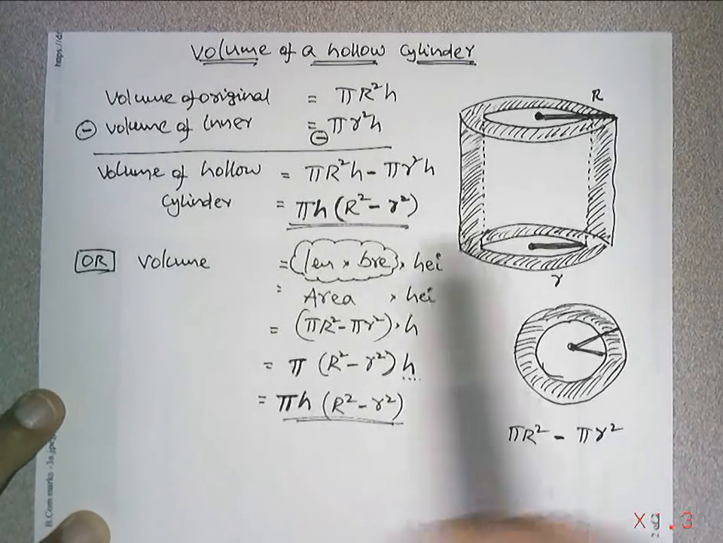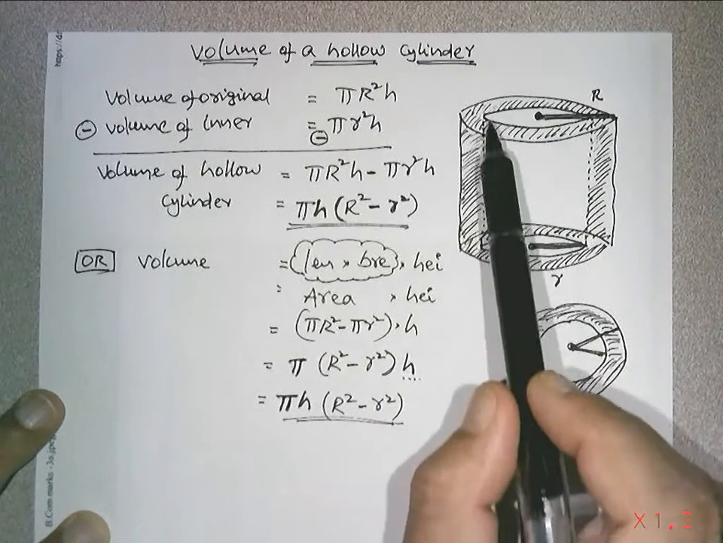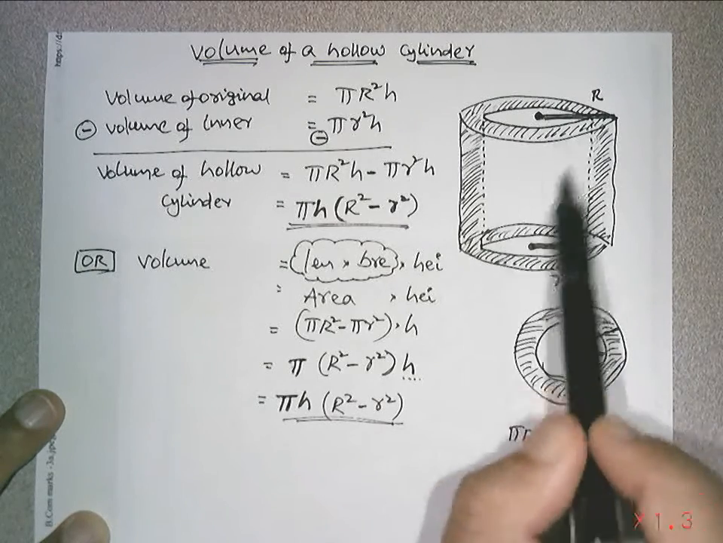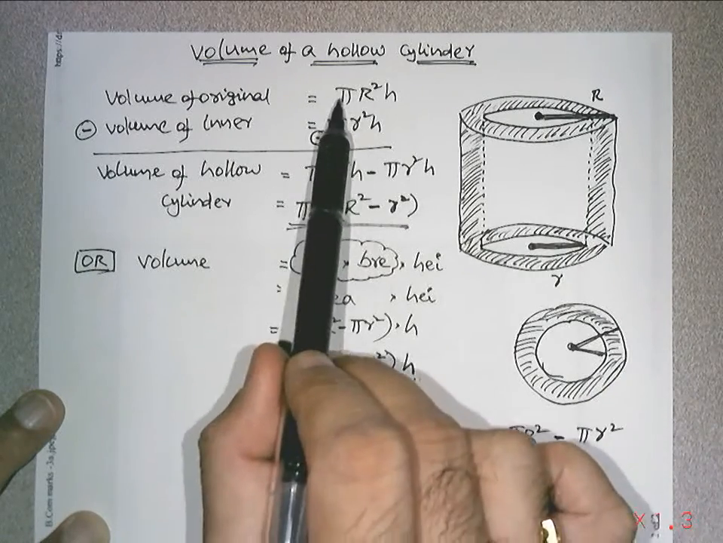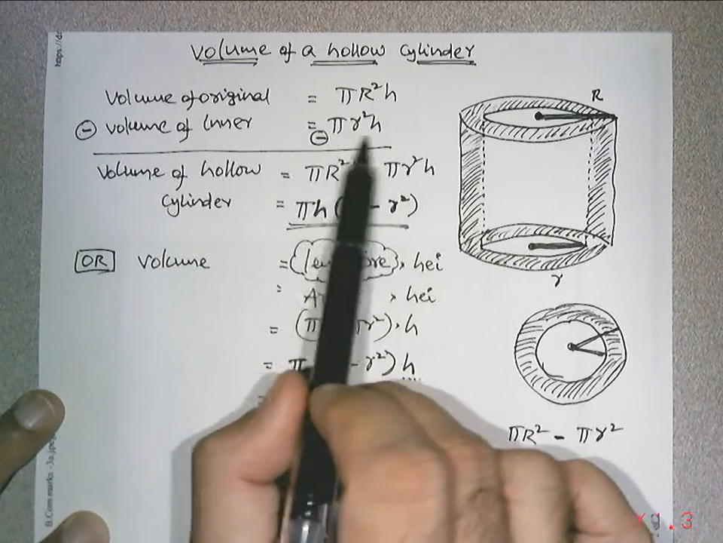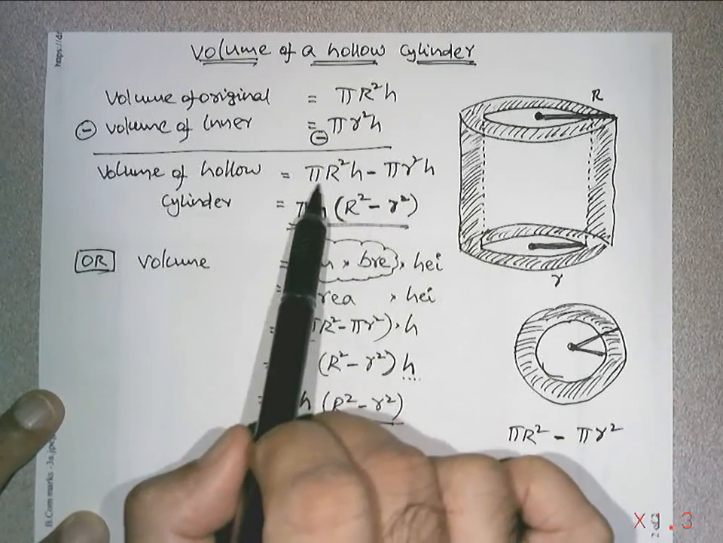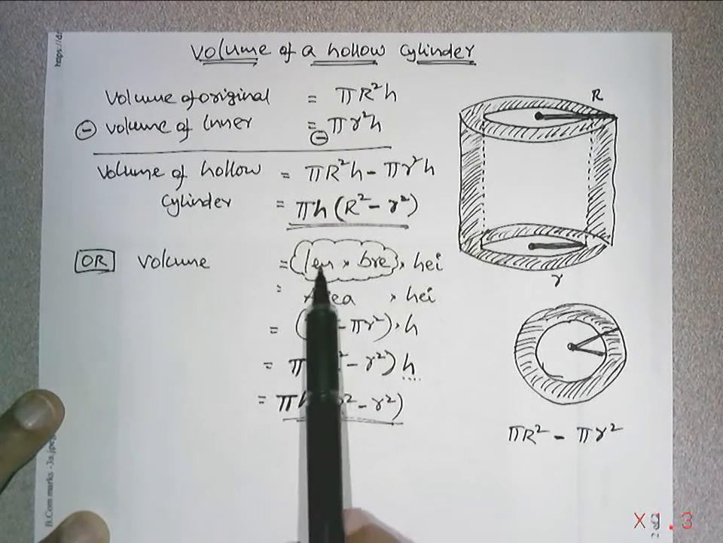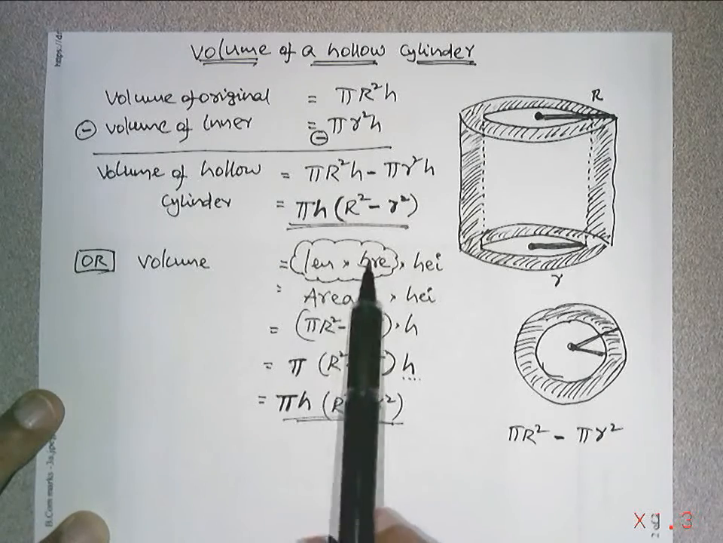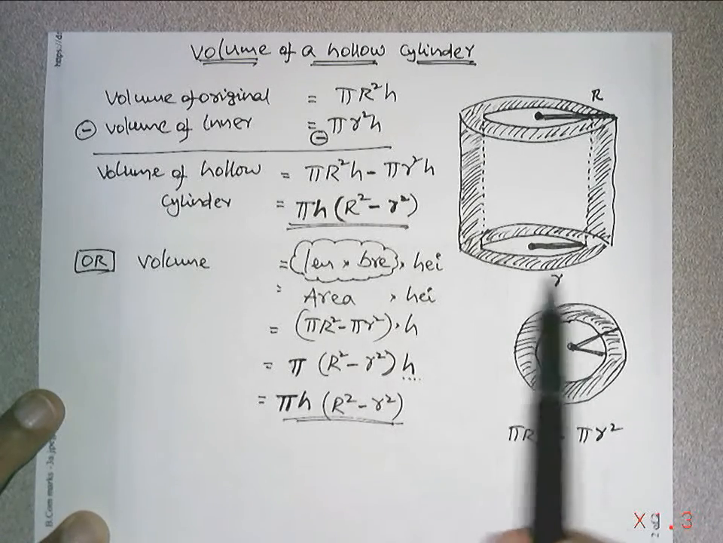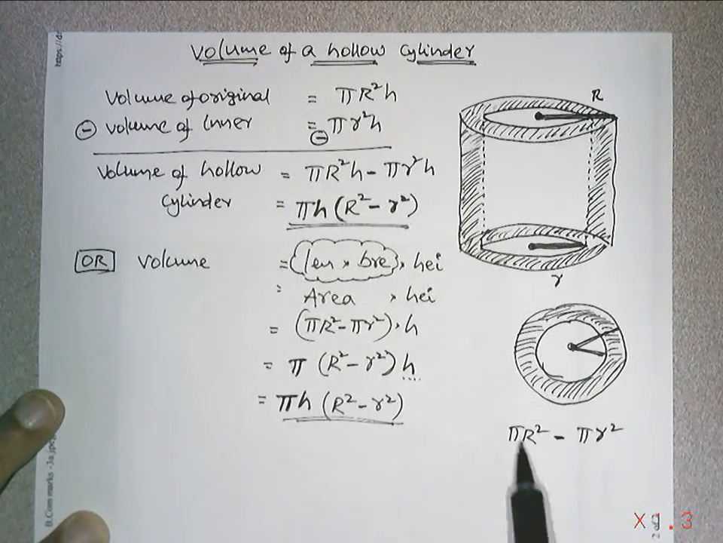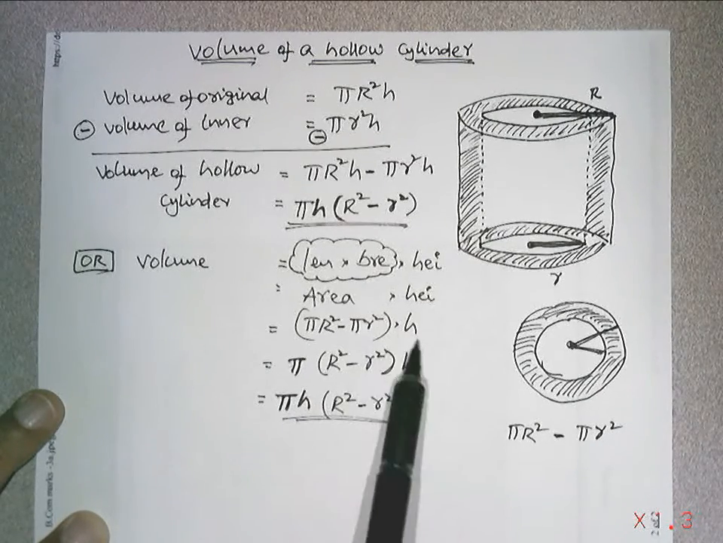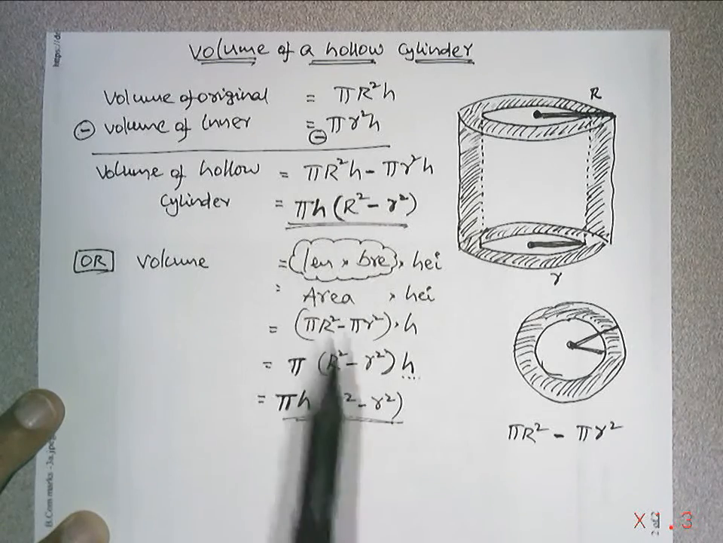So you may think that from the original cylinder, this one is carved out and removed by using a machine. This is also a small cylinder. So the original cylinder volume minus the smaller cylinder volume gives you the volume of the hollow cylinder. Or else the volume is length into breadth into height. Length into breadth gives you the area of the base, which is in this shape, the outer circle minus the inner circle, that's what is copied here, times height. You may use either this formula or this formula.